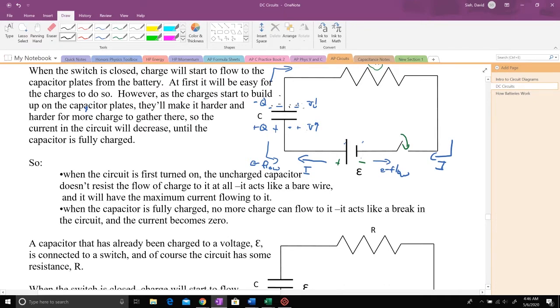Eventually, there'll be so many electrons on this plate and so many missing electrons, so much positive charge on this plate, that more electrons won't flow to it at all. And then we'll say the capacitor is fully charged. And so at the end, we say that the capacitor acts like a break in the circuit, and so I'm going to get no current to it. So it starts like a bare wire, and ends as a break in the circuit. That's what happens with a capacitor in a circuit while you're charging it.